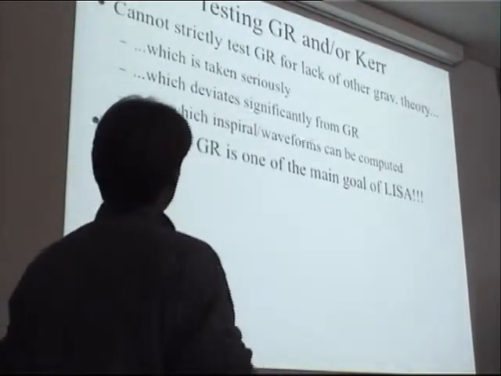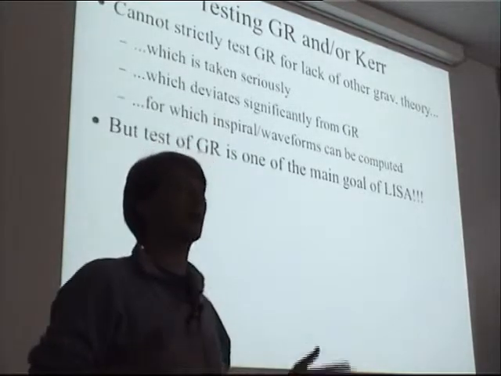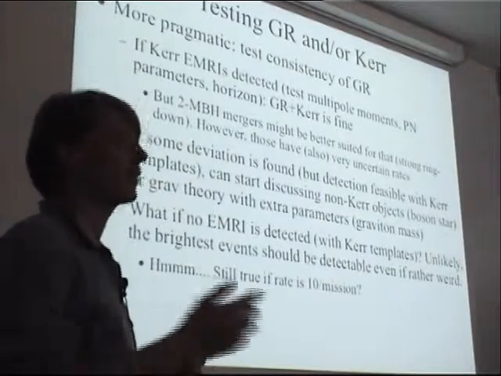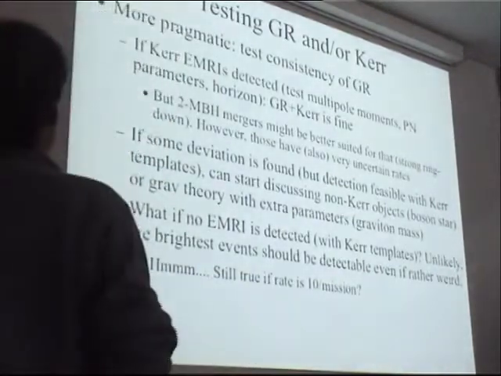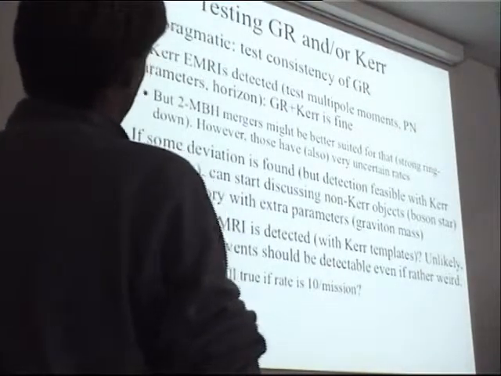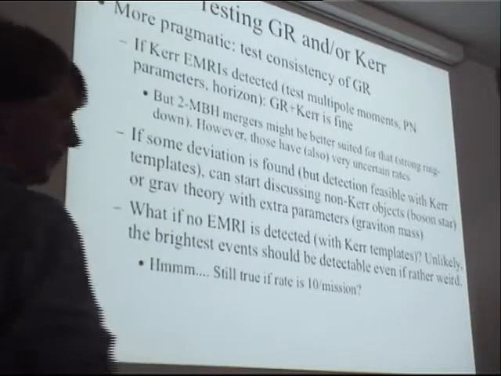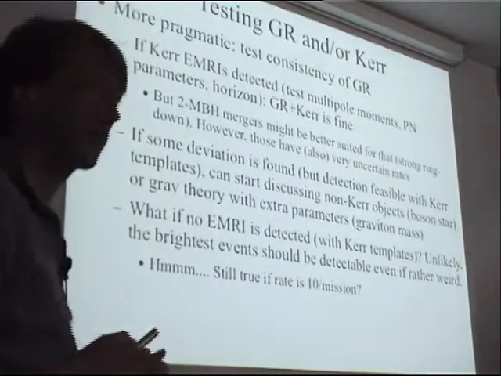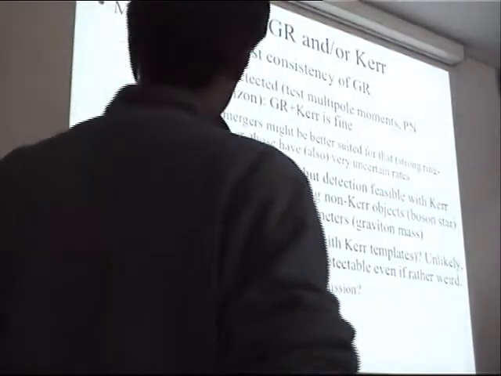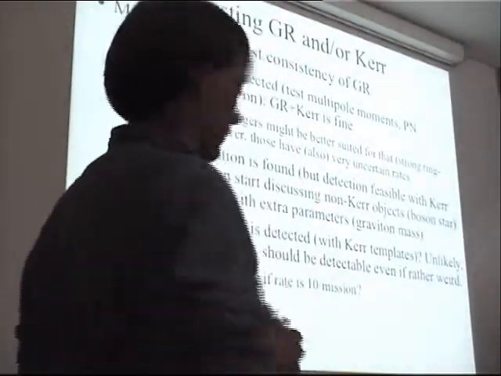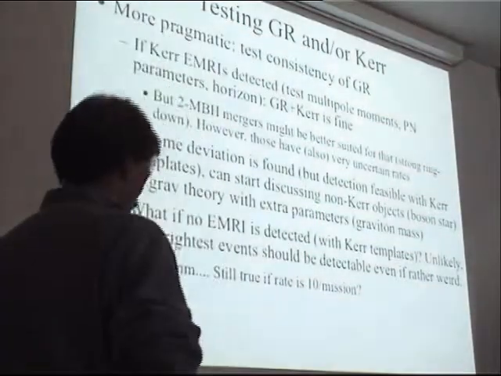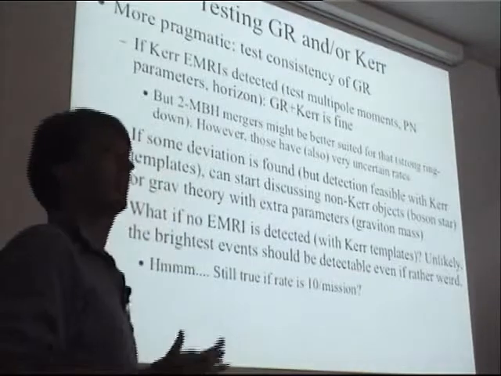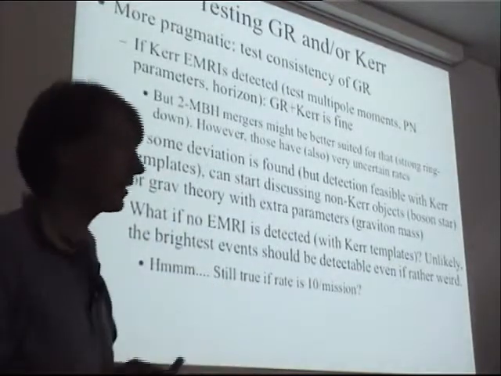But at the same time, we were reminded that testing GR is officially one of the main goals of LISA. But I think we should be more pragmatic and rather than test GR in this strong sense, test the consistency of GR. So what I mean is that if EMRIs are detected to the level of precision that they are Kerr EMRIs, EMRIs around a Kerr black hole, and this I understood can be tested qualitatively by measuring multipoles or Poisson parameters, or testing for the presence of a horizon, then it means that general relativity and Kerr are confirmed. Of course, it could be that GR is wrong, and just by chance the other theory has other objects that will produce the same kind of signal.